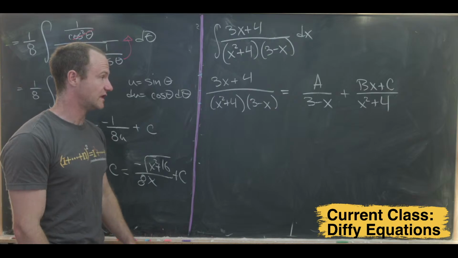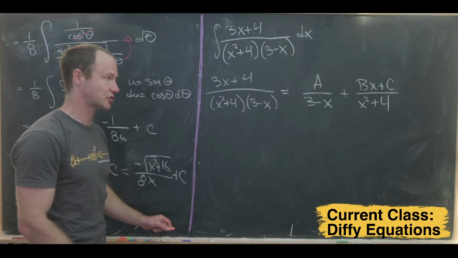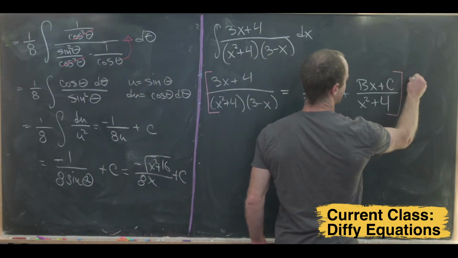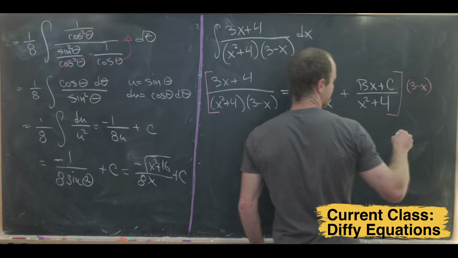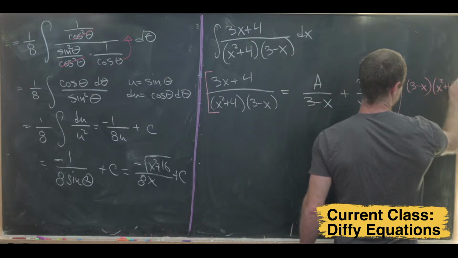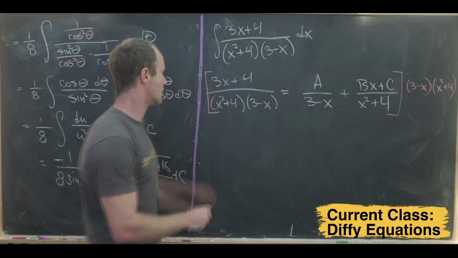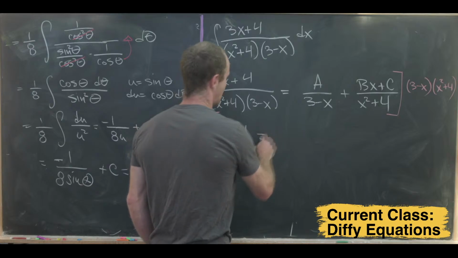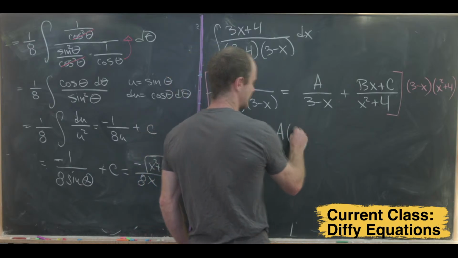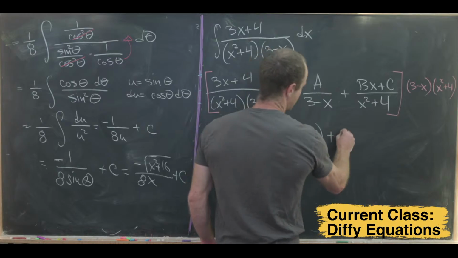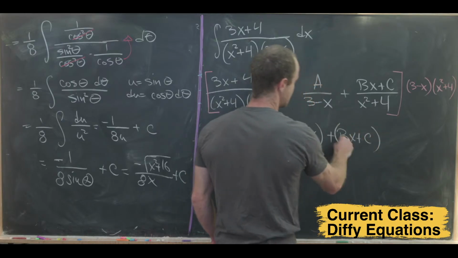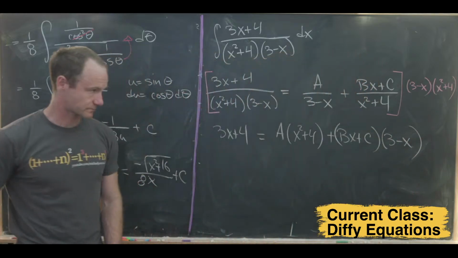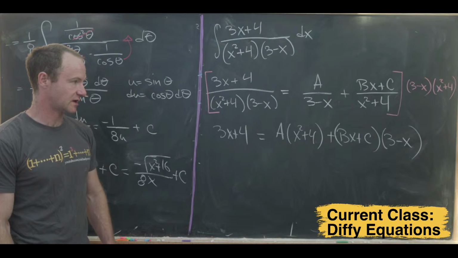So now we can turn this from an equation about rational functions to an equation about polynomials by multiplying by something which will cancel out the denominator. So that'll be 3 minus x times x squared plus 4. Okay, so on the left-hand side, we're left with 3x plus 4. On the right-hand side, we'll be left with A times x squared plus 4 plus Bx plus C times 3 minus x. So we're left with something like that.